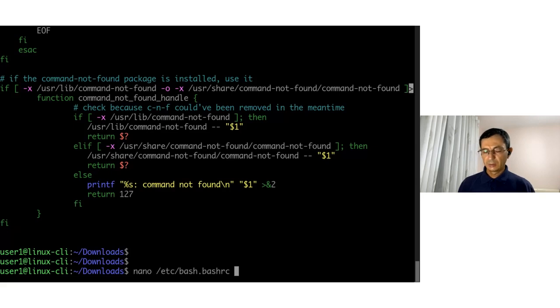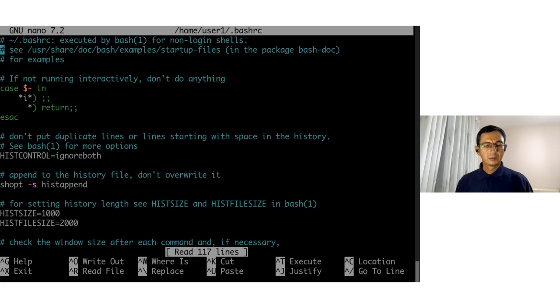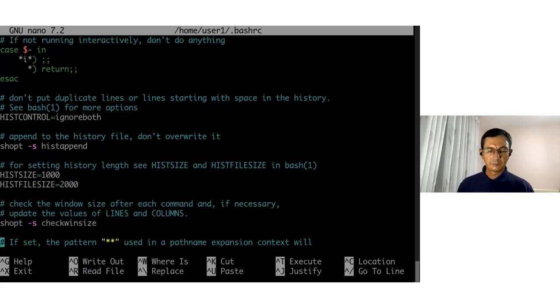So besides this one, there is also the local configuration file .bashrc. And if we look at the content of this configuration file, again, this is a variable declaration. So HISTCONTROL, HISTSIZE, HISTFILESIZE, they are declared. These variables are declared in this configuration file.